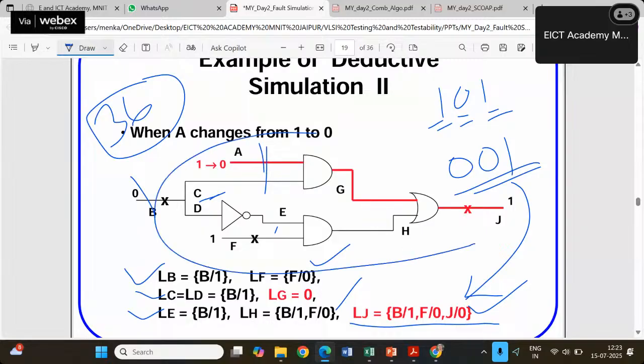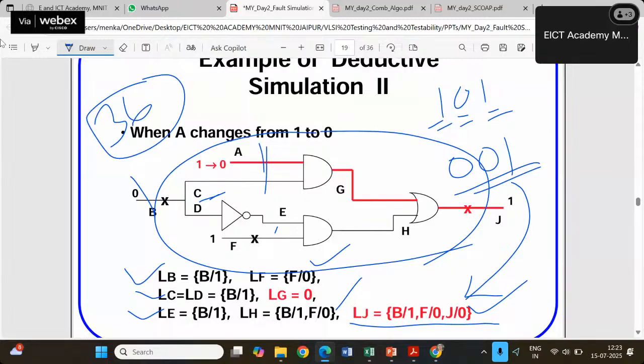This circuit is a very small circuit, right? Here only three very basic gates are there. But if we are talking about real-time chips, so real-time ICs or chips, they have millions or billions of transistors or logic gates altogether.